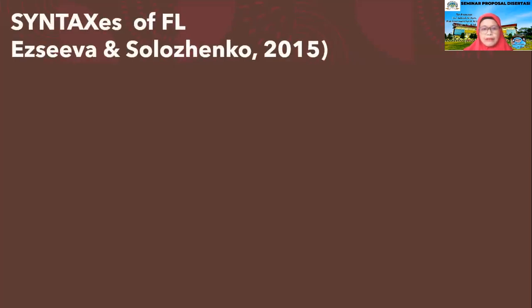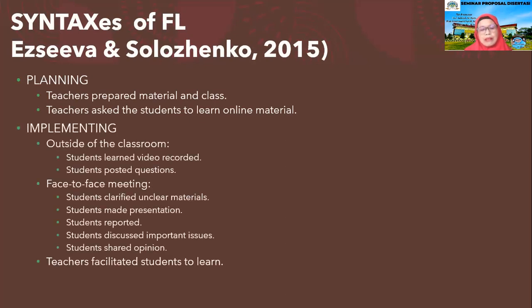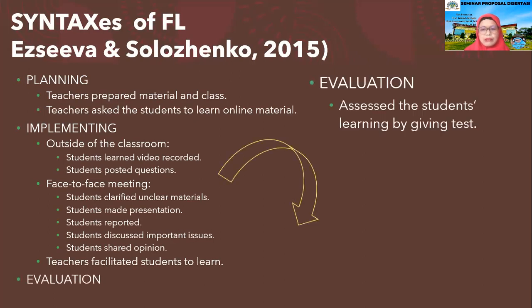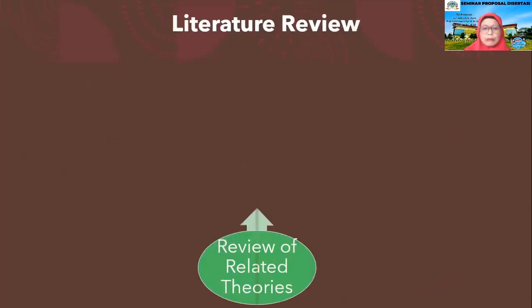And then the syntax of flip learning, based on Elsevier and Solosnenko. First is planning: the teacher prepares the material and asks the students to learn the material. Then implementing: there is learning outside of the classroom and learning in a face-to-face meeting. And then evaluation is assessing the student learning by giving tests. What I need to explore or develop is the implementation. I will add some parts there by using virtual meetings.